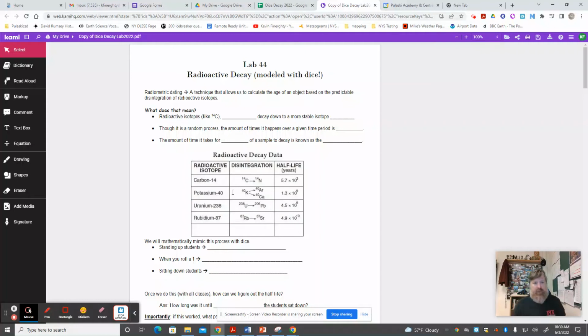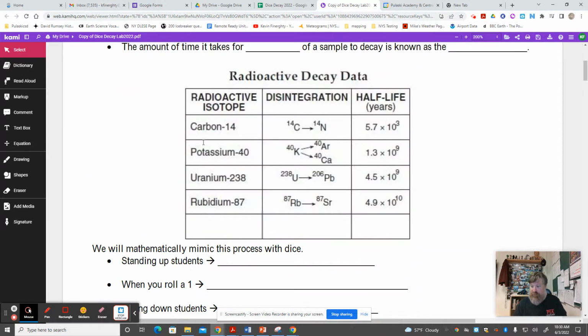Welcome to Science, everybody. So, dice as a model for radioactive decay. In real life, here's what goes on. Looking at this reference table right here, which, by the way, is your final reference table, page one of the science reference tables. Carbon 14.